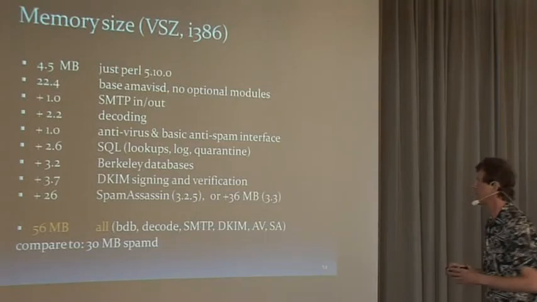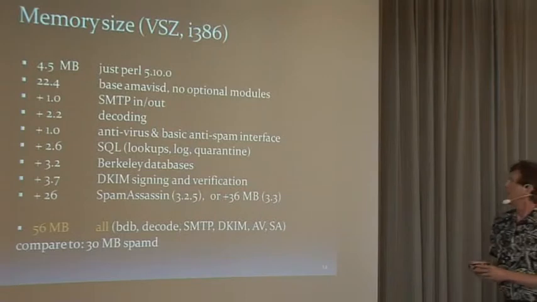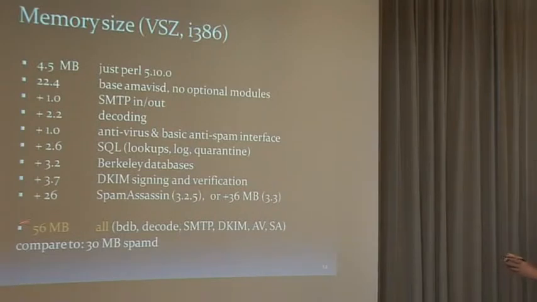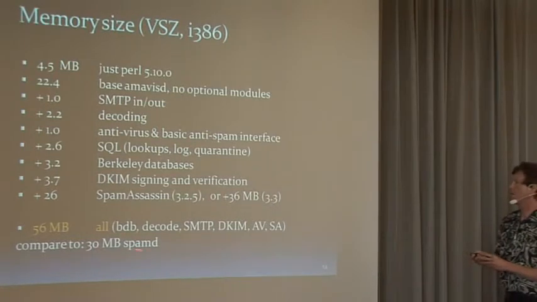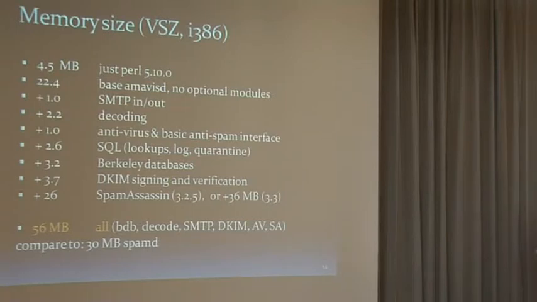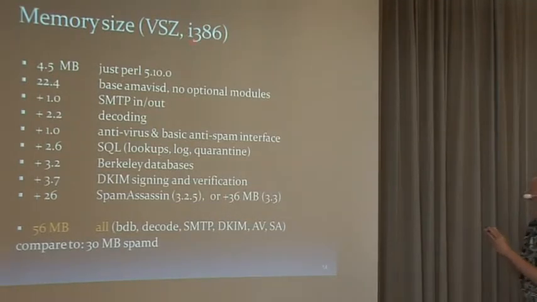So it's shared code, which amounts to about 60 megabytes with baseline rules, with whatever comes with SpamAssassin 3.5, the original rules.